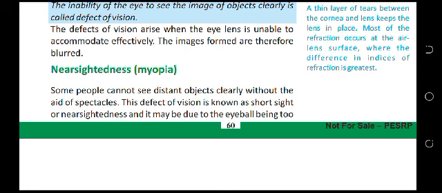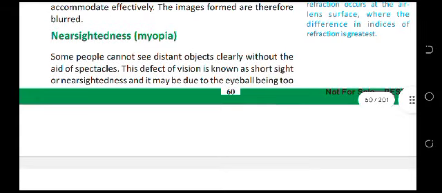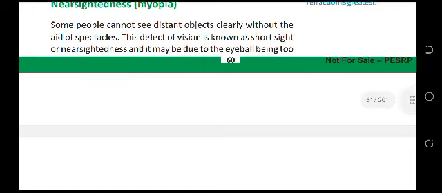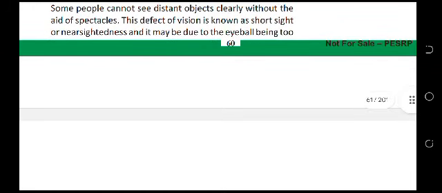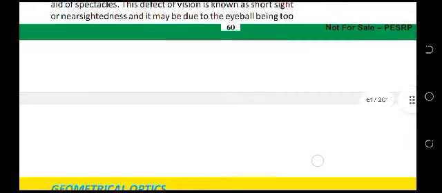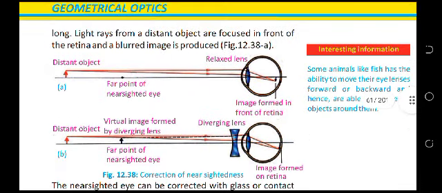Nearsightedness, myopia. Some people cannot see distant objects clearly without the aid of spectacles. This defect of vision is known as short sight or nearsightedness, and it may be due to the eyeball being too long. Light rays from a distant object are focused in front of the retina, and a blurred image is produced.